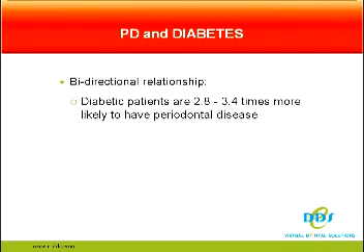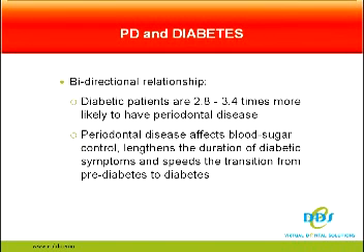Diabetic patients are 2.8 to 3.4 times more likely to have periodontal disease. High and fluctuating blood glucose may increase the risk of periodontal disease. Periodontal disease, in turn, affects blood sugar control, lengthens the duration of diabetic symptoms, and speeds the transition from prediabetes to diabetes. It is a vicious cycle.